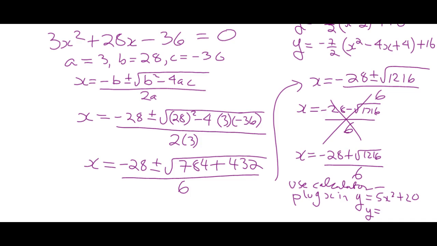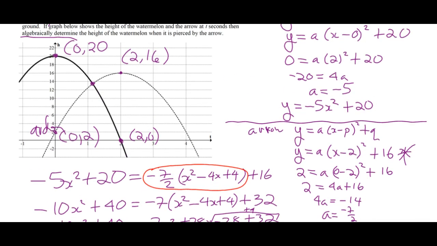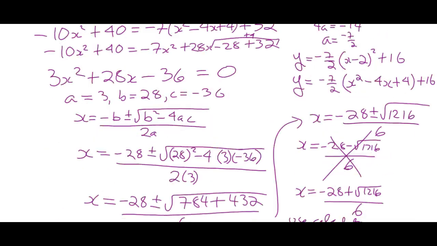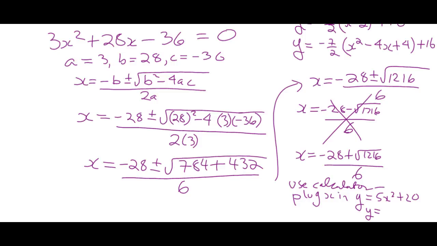are we there yet? Wait, we're trying to find the height. Yeah, I know, right? We're trying to find the height, right? So we have this point here, negative 28 plus the root of 1216 over 6. You're going to plug that in your calculator and work it out. You're then going to take that number and go 5 times second function answer squared plus 20, and you're going to get this, which is, I await your answer.